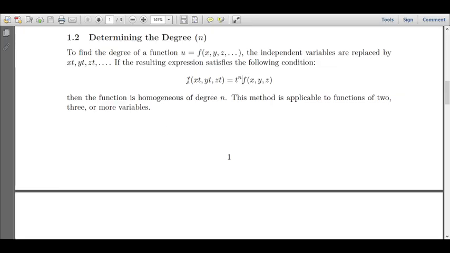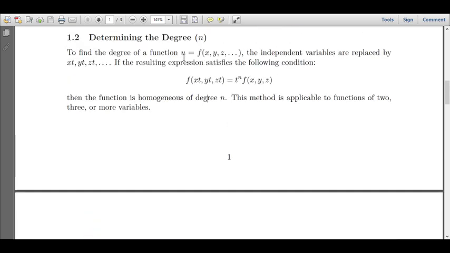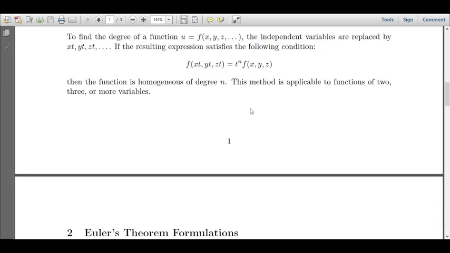So actually here we have discussed this for 3 variables. If it is 2 variables, u equal to f of x y is said to be a homogeneous function of degree n if f of xt comma yt equal to t power n into f of x y.